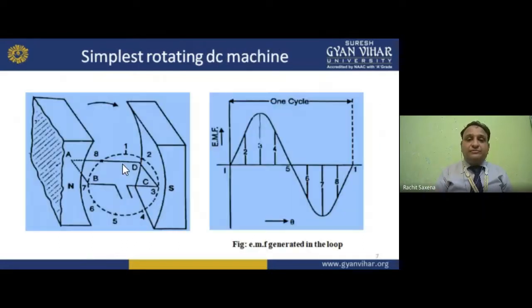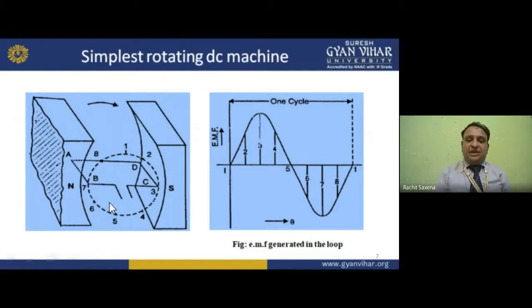Now moving forward, the simplest rotating DC machine. See, it is rotating like this. If the conductor is moving, now see the direction of the current. If it is moving clockwise, it moves like this.